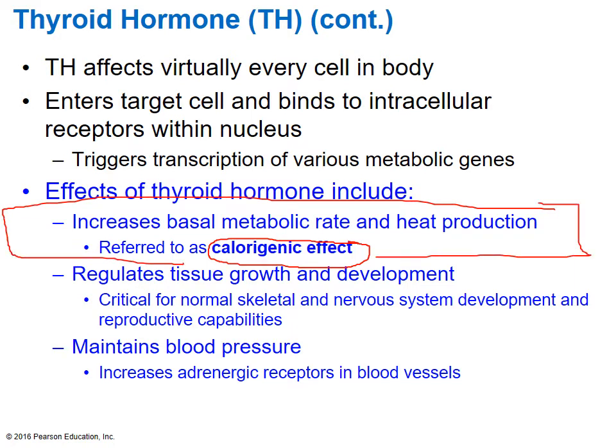And also one thing that I want to point out is keep in mind that thyroid hormone is only secreted after your anterior pituitary gland releases thyroid stimulating hormone. And thyroid stimulating hormone is a tropic hormone because it travels over to the thyroid and causes the thyroid hormone to be released.